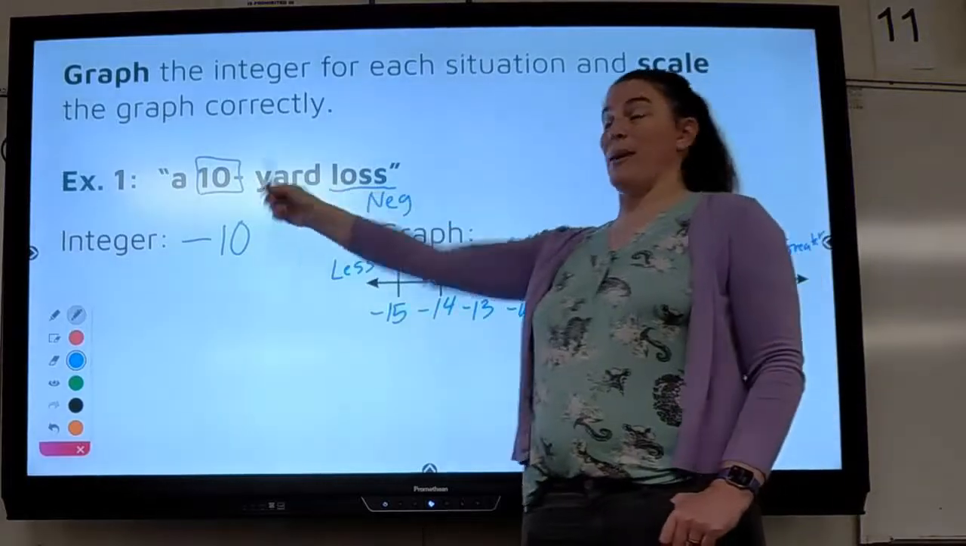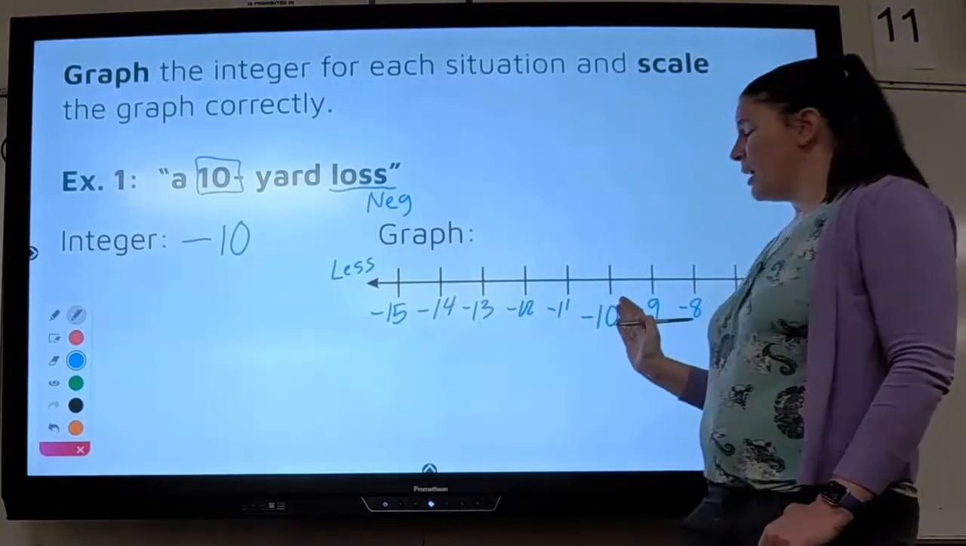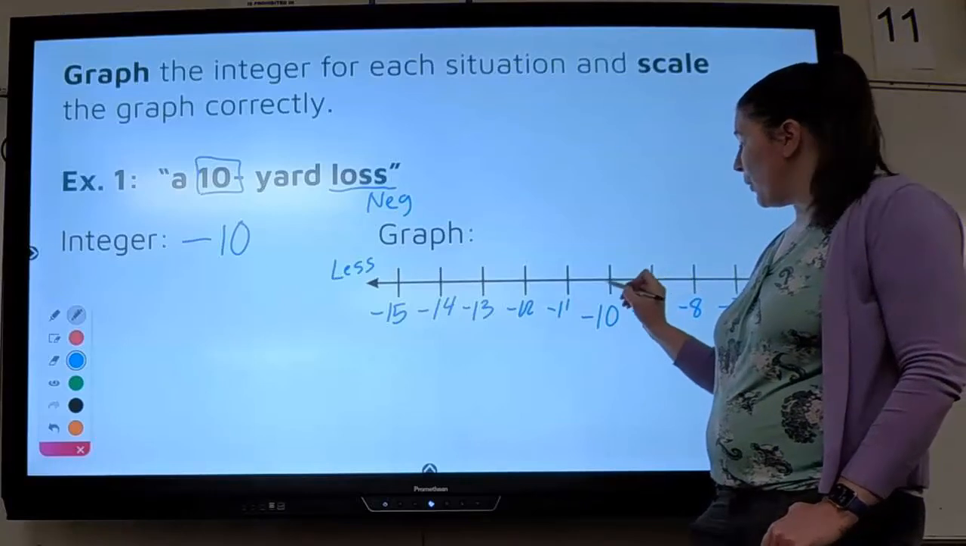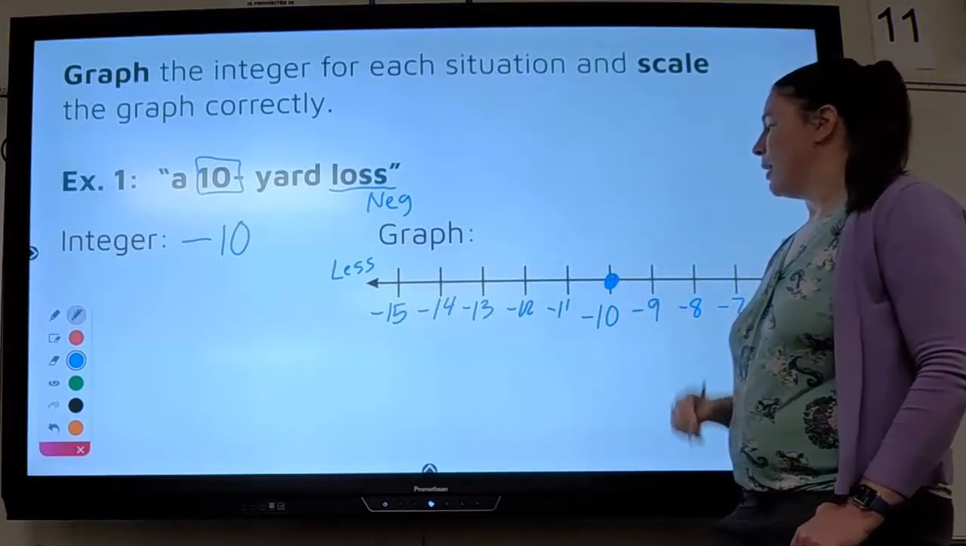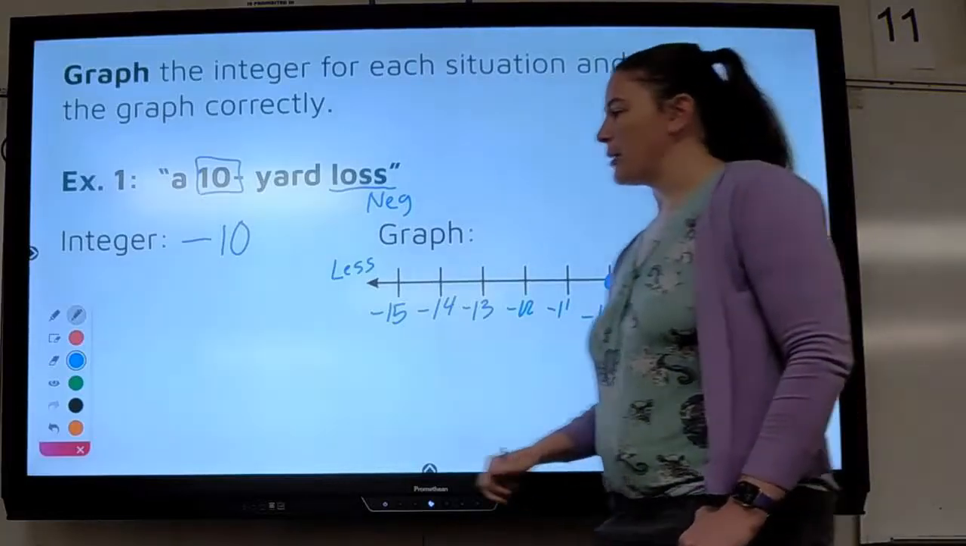I have to graph the -10. I did put it on here, but you have to show it with a point. So then I put a circle and a dot basically on the -10. Let's go to the next problem.